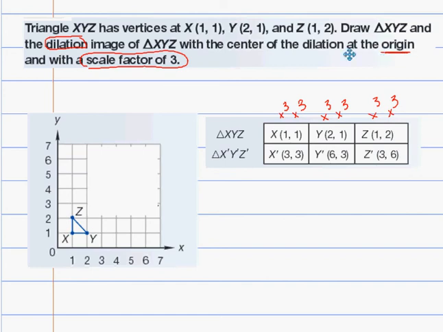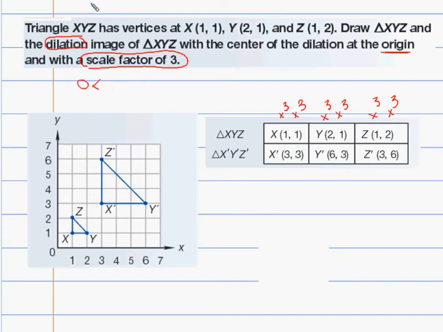So as long as you have the dilation centered at the origin, you take the scale factor and multiply it times your original coordinates, which would then allow us to plot these points, X prime, Y prime, Z prime. Notice that it is 3 times as big as the original. Now, if your scale factor is between 0 and 1, you will get a reduction because you are shrinking it.